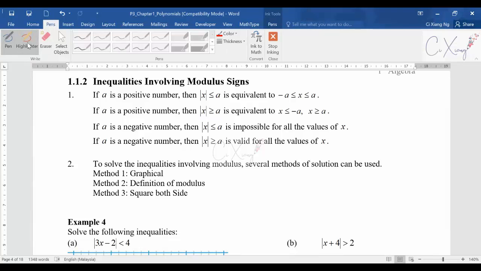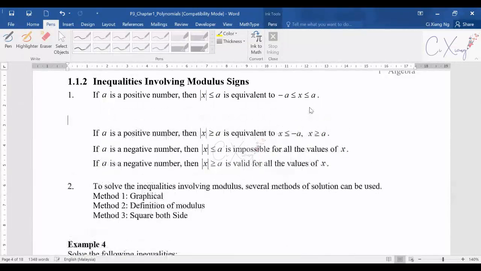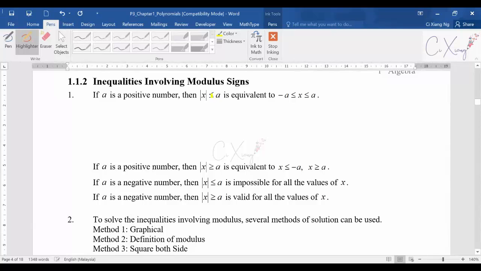For inequalities that involve the modulus sign, generally you need to know a few important concepts. These are the 4 important concepts that you need to know. The first one is when modulus x is smaller than or equal to a, where a is a number. It actually means that x is between negative a and a. This is a very important result and you will use it for solving inequalities later, so you need to memorize it.